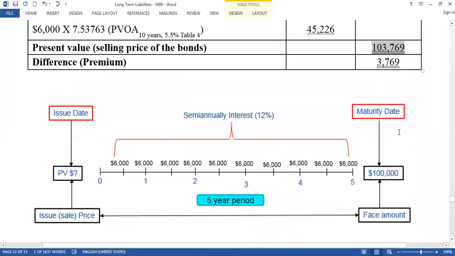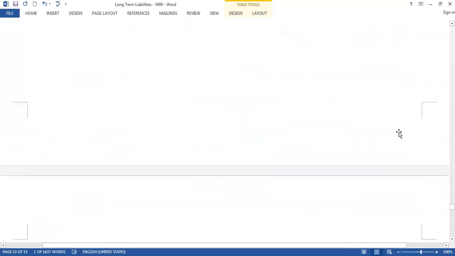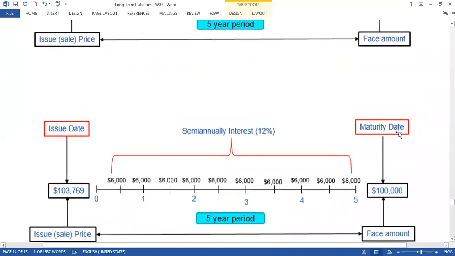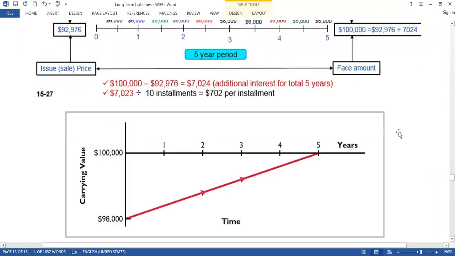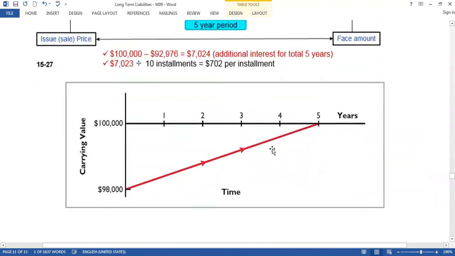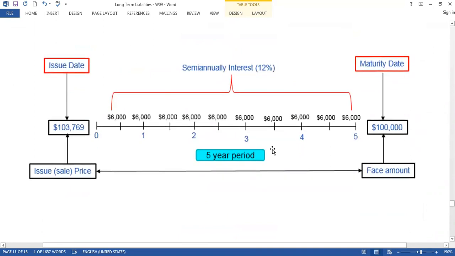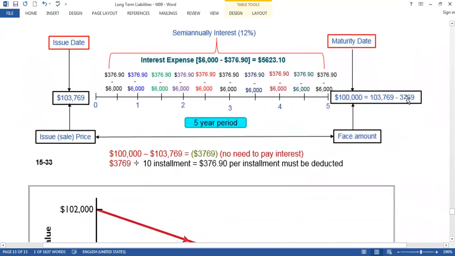Do you understand? So here, look at the previous one. According to the previous example, you are going to pay more money in future, right? And I told you that this more money means it is your additional interest expense. But this diagram says that in future, you are not going to pay $3,769. Look at here, it is minus. Do you understand what is the meaning of minus?